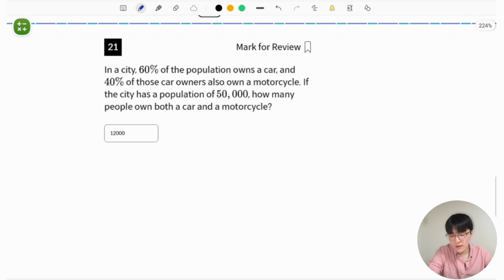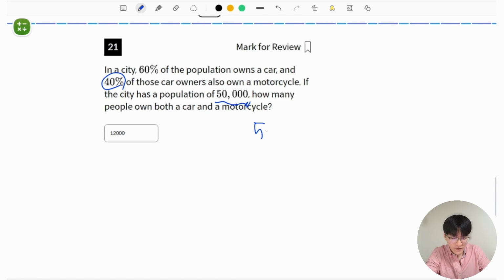21. In a city, 60% of the population owns a car, and 40% of those car owners also own a motorcycle. If the city has a population of 50,000, how many people own both a car and a motorcycle?